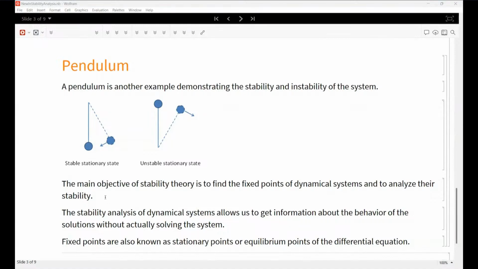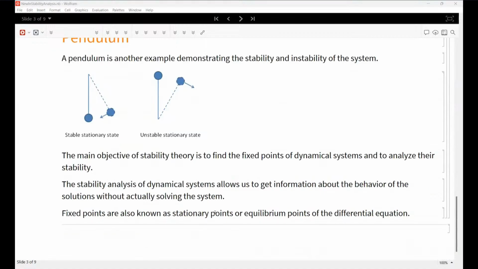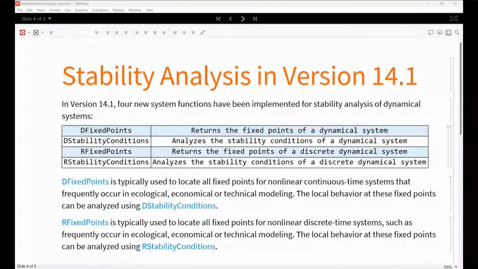Why do we need this? Because stability analysis allows us to get a lot of information about the behavior of the solutions of the dynamical system without actually solving the system. And I want to announce here that in version 14.1 we have implemented 4 new system functions which allow us to do stability analysis in Wolfram Mathematica. These 4 functions are FixedPoints, StabilityConditions, DFixedPoints, and DStabilityConditions.